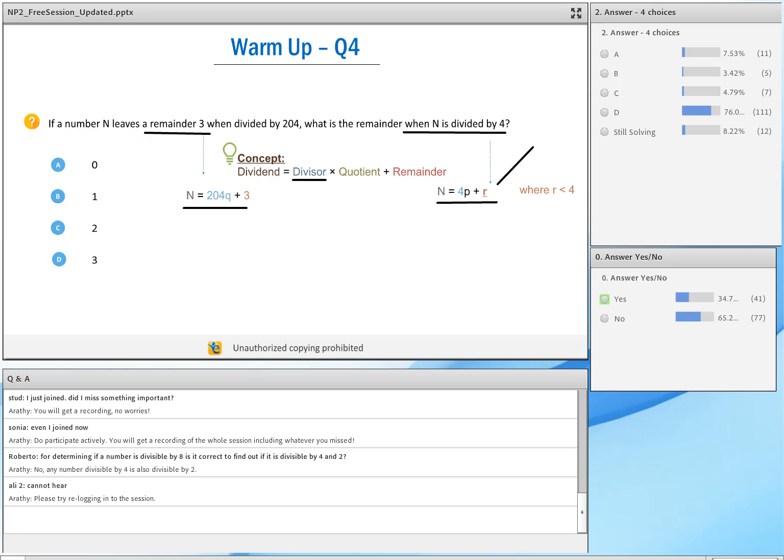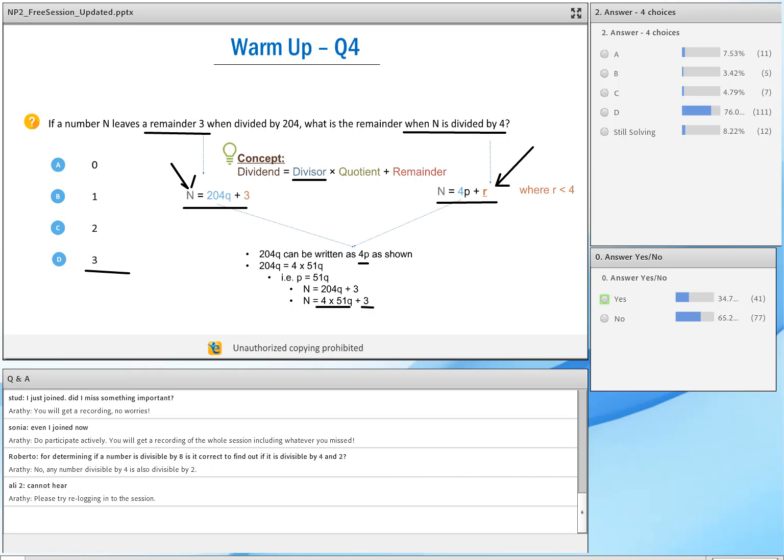All right, and then we visualize. We say, hey, this is what's given to us over here, and this is what we need to get to. So that's the visualization that we do. So let's go about doing this now. 204q can be written as 4 times p. So we can say, hey, 204q is 4 times 51q, which means you can write n as 4 times 51q plus 3, which means that this quantity is completely divisible by 4, which means you get 3 as the remainder, which is where you guessed choice D.